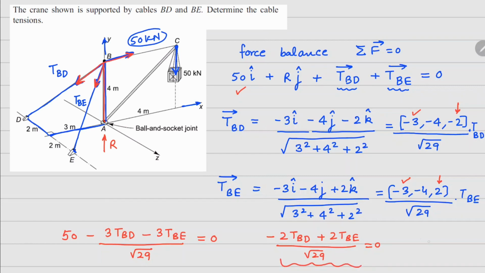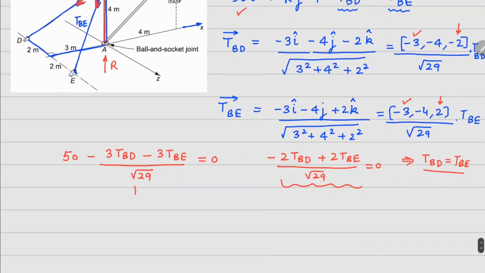So from this equation right here, it's clear that TBD has to be equal to TBE. So with this, if I substitute TBD equals to TBE here, the value of TBD equals to TBE comes out to be 89.75 newtons.